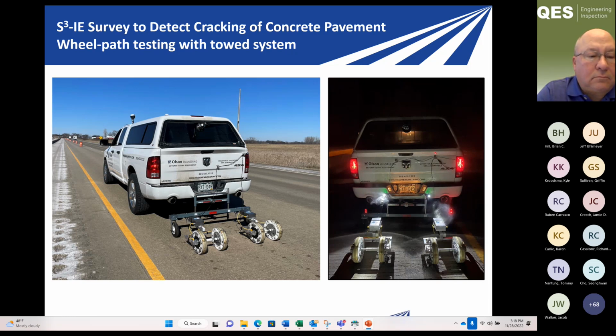So we went out there and tested, I think it's around 50 lane miles of interstate, again with a single vehicle pass per lane, testing primarily the wheel paths. Some of the testing we did during the day, the outside lanes, the middle lanes, we were doing at night for a larger closure. Next slide.